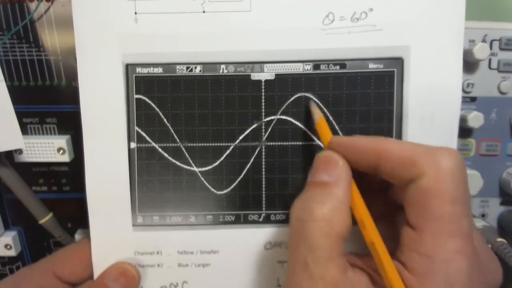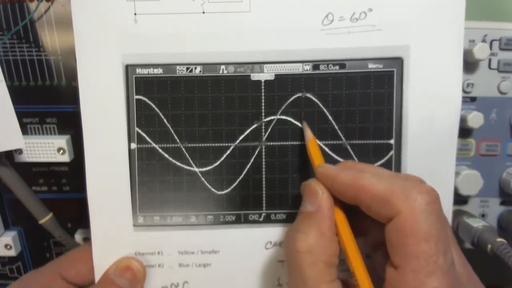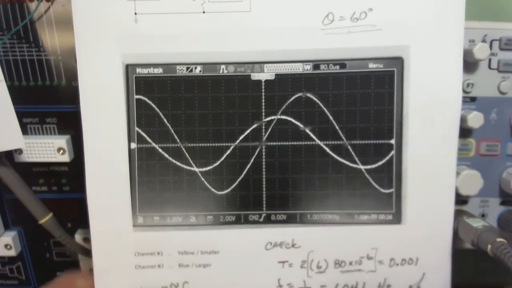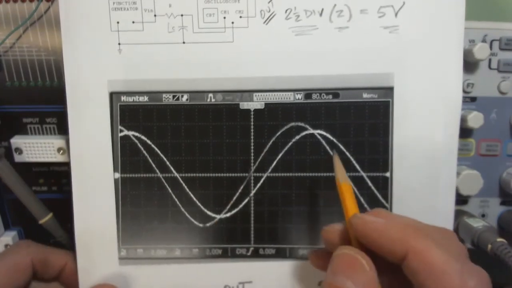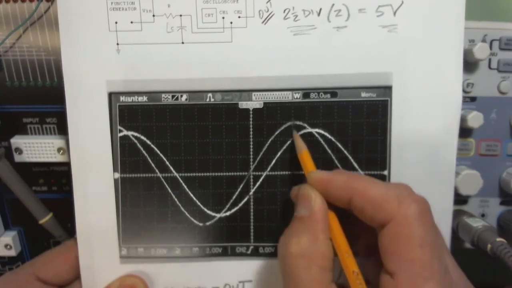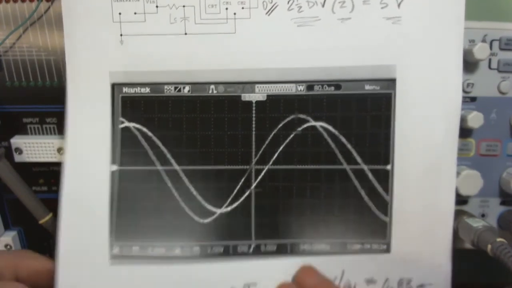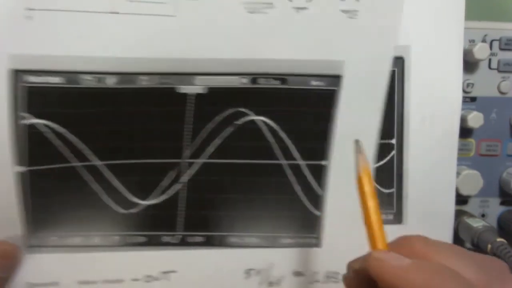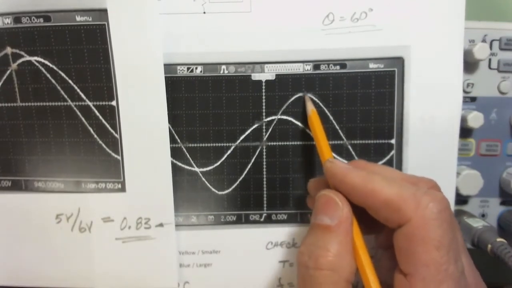But let's do this. Let's take this point here. We'll say that that's the maximum point. And what do we have on this other wave? We have a positive 1 division, so that's going to be 2 volts, right? We'll come back over here. Same frequency, same point here. What do we have there? 2 divisions, 4 volts. So if I take the 4 volts here, and I take the 2 volts here, what is 2 and 4? 6. I get that point there, don't I?